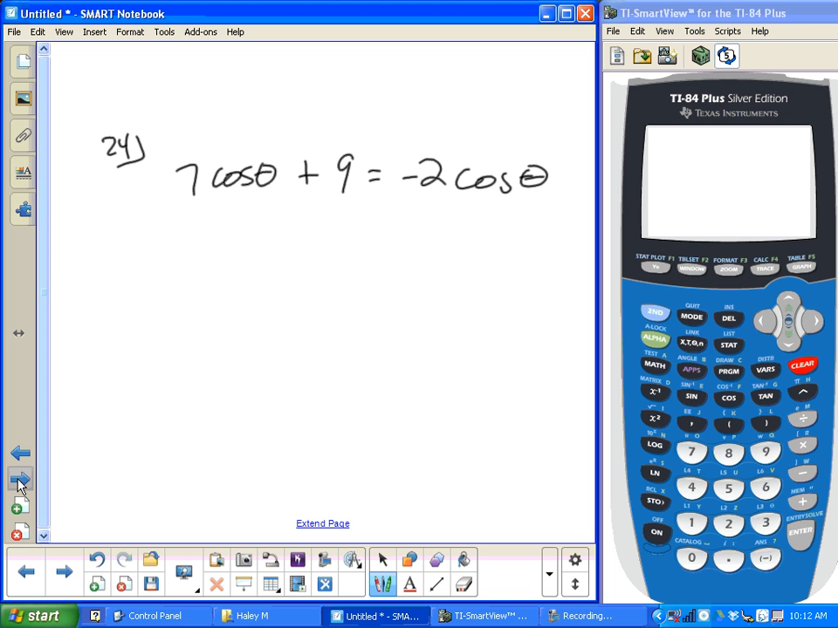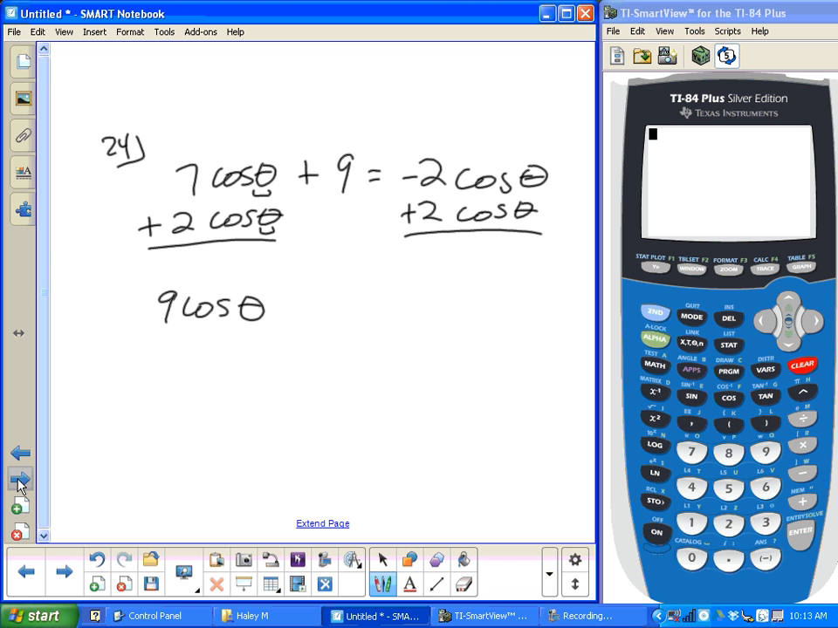Just add one to the other. Okay, so I would do this. And so just take a wild guess what you think that would be. 9 cosine theta. Now, here's one thing you need to note about this. I can add the 7 and the 2 because the arguments are the same. If those arguments aren't the same, you couldn't do that.